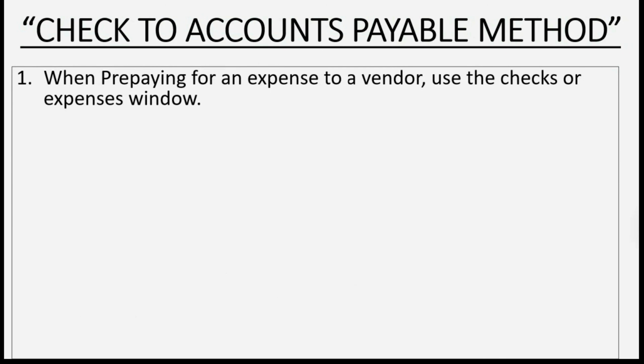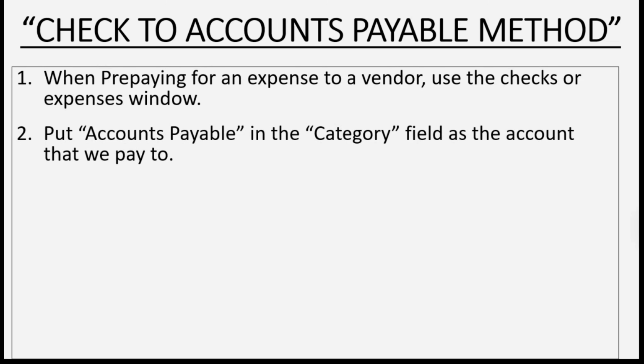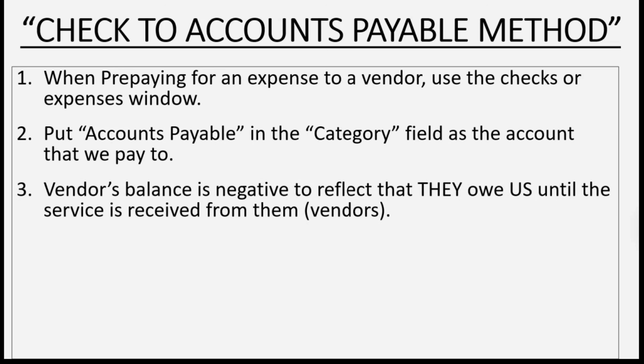When prepaying a vendor, we use the check or expense window just like we learned in prior videos. But in the category field, we put accounts payable. We do not record the expense that represents the service we're getting. If we're paying in advance with a check or an expense, the category account field is accounts payable. The vendor's balance will become negative, and that will reflect the fact that they owe us future services until the service is rendered from the vendor.